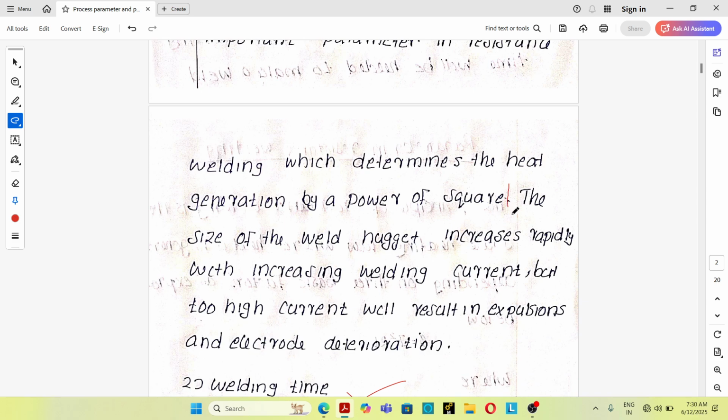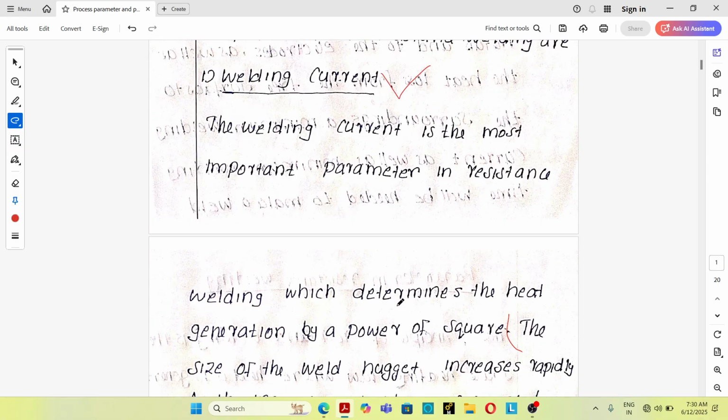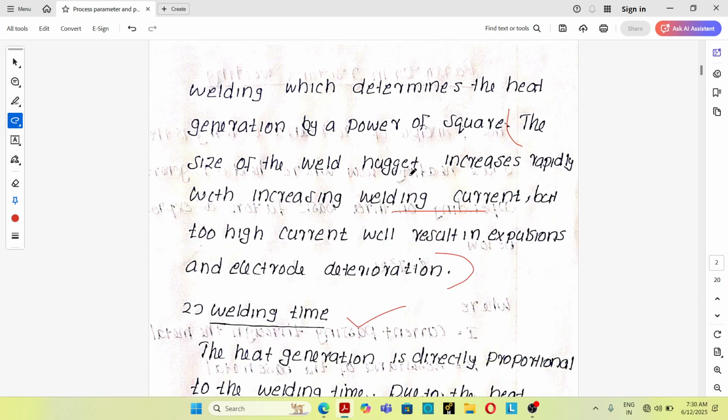The size of the weld nugget increases rapidly with the increasing welding current. But too high current will result in explosion and electrode deterioration. That's the important point. The size of the weld nugget increases rapidly with the increasing current. So as welding current increases, welding nugget size increases. But too high welding current results in explosion and electrode deterioration. So in this way, the welding current affects the resistance welding process.